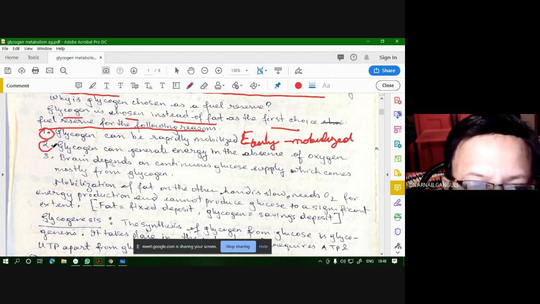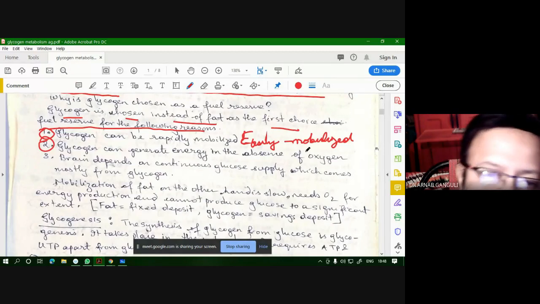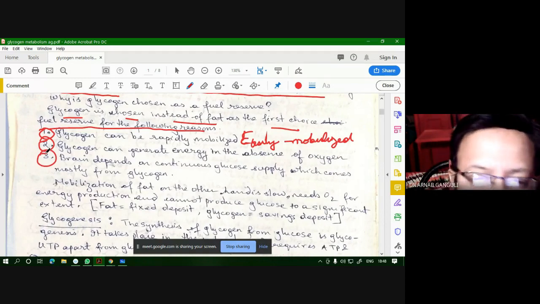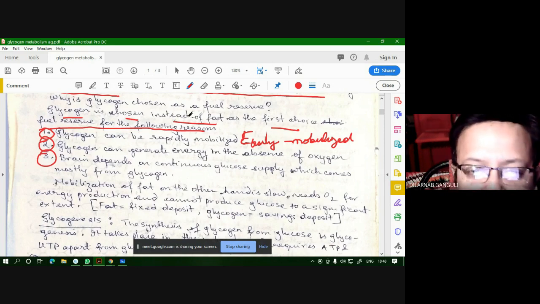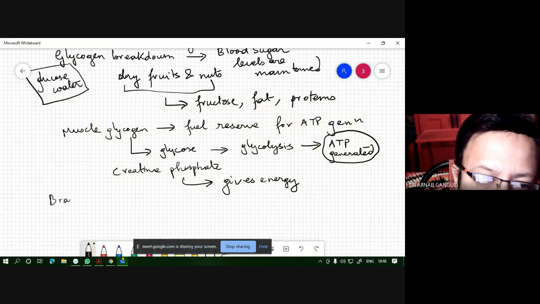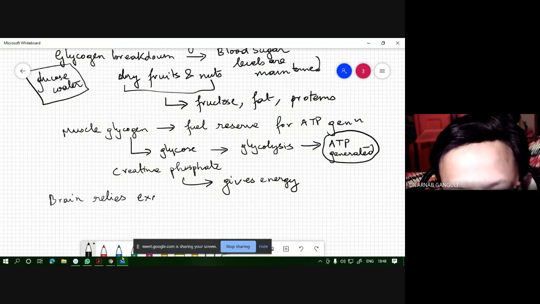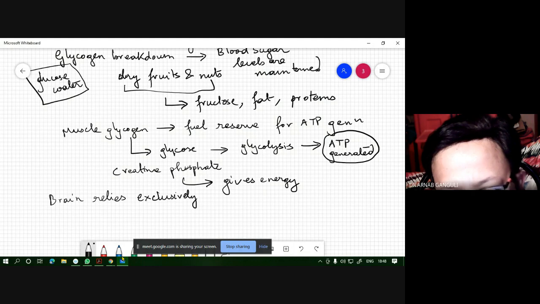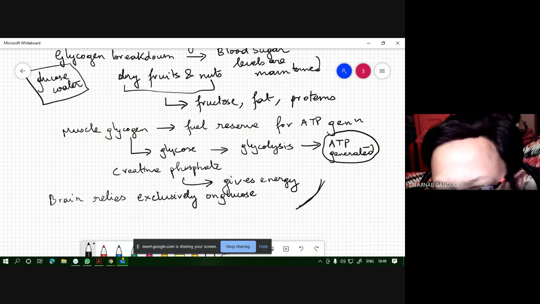Then glycogen can generate energy in the absence of oxygen. You don't need an aerobic condition. And the brain requires a continuous supply of glucose, which mostly comes from glycogen, because the brain cannot take other things. It needs only glucose. Brain relies exclusively on glucose, and glucose can flush in because there is a blood-brain barrier present.